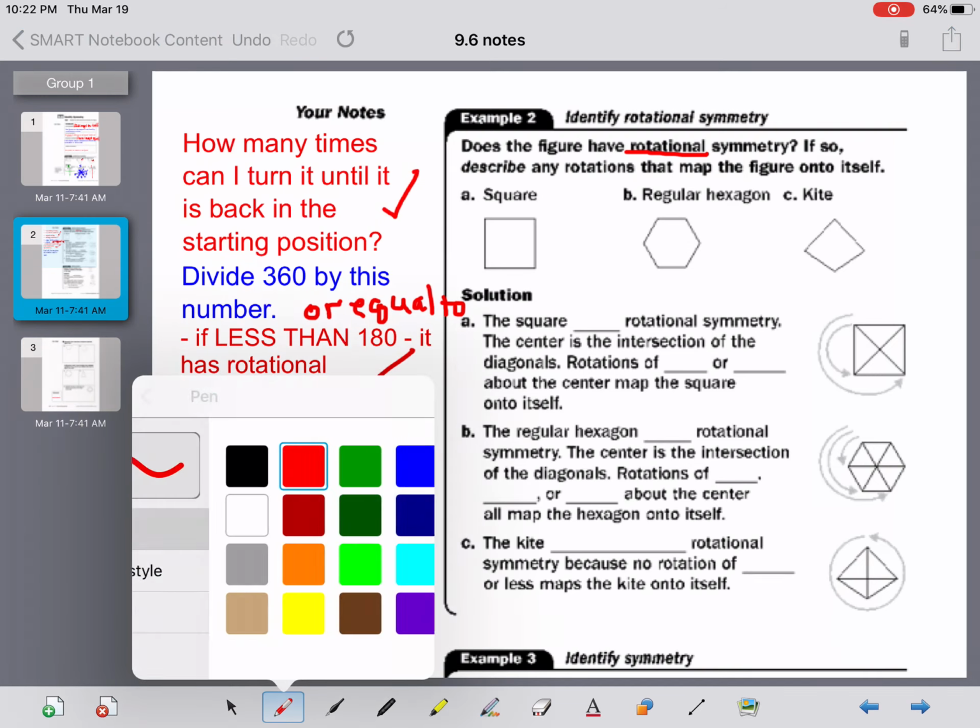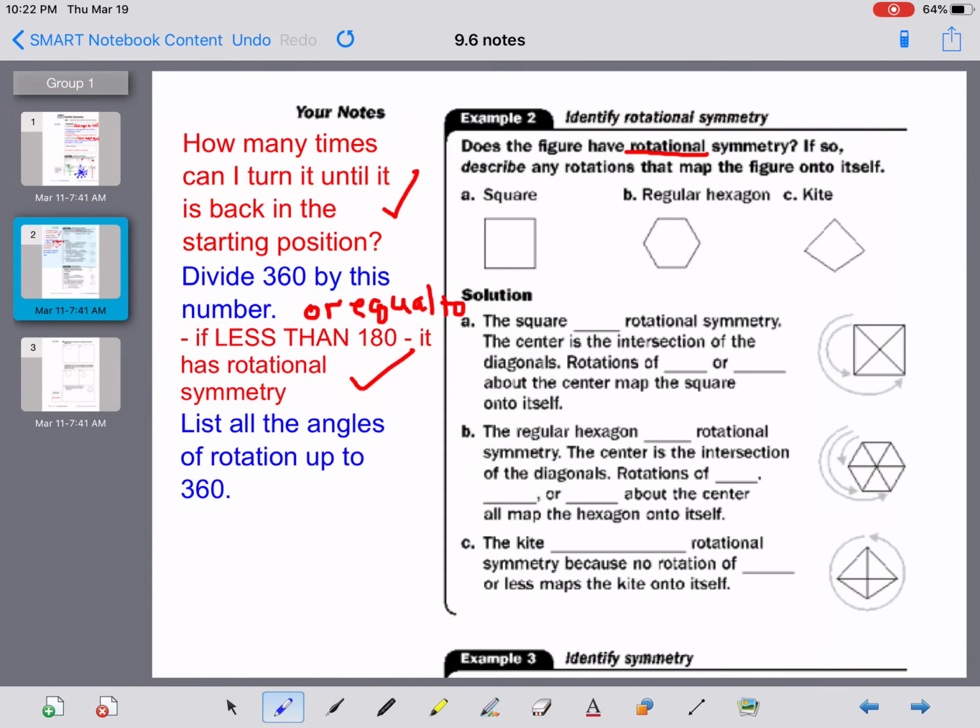And if it does have rotational symmetry, then what we want to do is divide 360 by the number of times I can turn it to find all my angles of rotation. And I'm going to be picky here. I want this on every homework, on every quiz, on every test. I want you to list all the angles of rotation all the way up to 360 degrees.